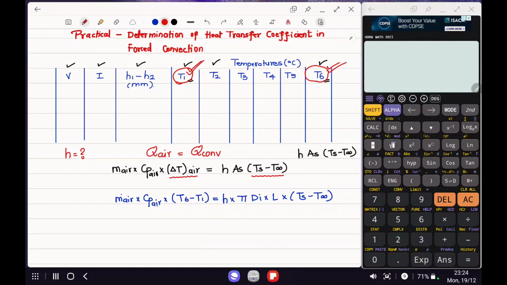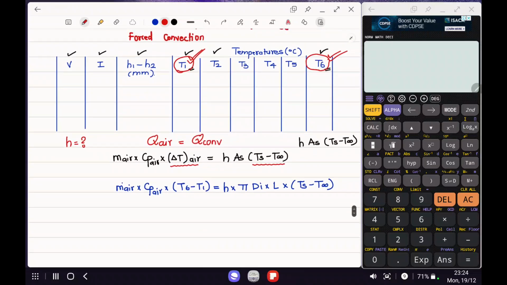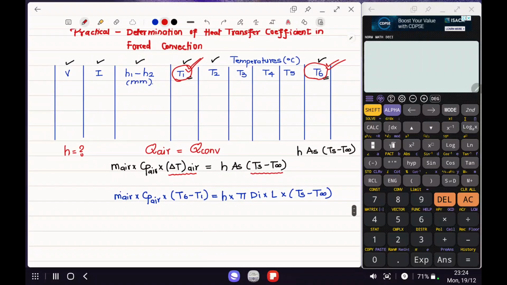So now, how to proceed with this? First of all, I would like to proceed with Ts and T infinity because these are somewhat simpler parameters. So Ts is nothing but the surface temperature of the test section.